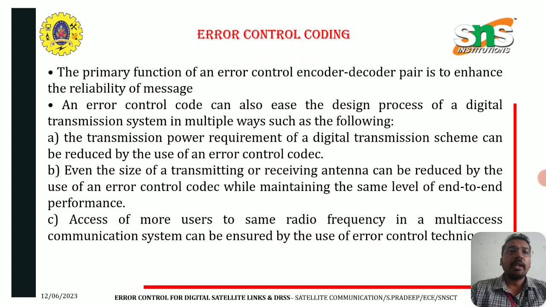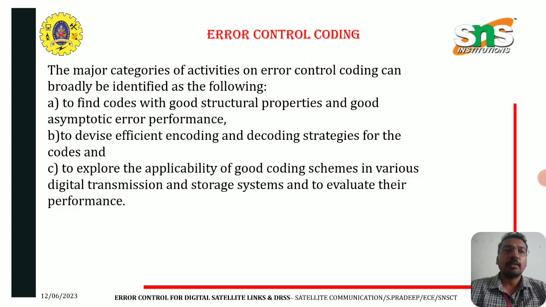An error control code can also ease the design process of a digital transmission system in multiple ways, such as the following. The first one is that the transmission power requirement of a digital transmission scheme can be reduced by the use of an error control codec. The second one is that even the size of a transmitting or receiving antenna can be reduced by the use of an error control codec while maintaining the same level of end-to-end performance. And the last one is that access of more users to the same radio frequency in a multiple access communication system can be ensured by the use of error control techniques.